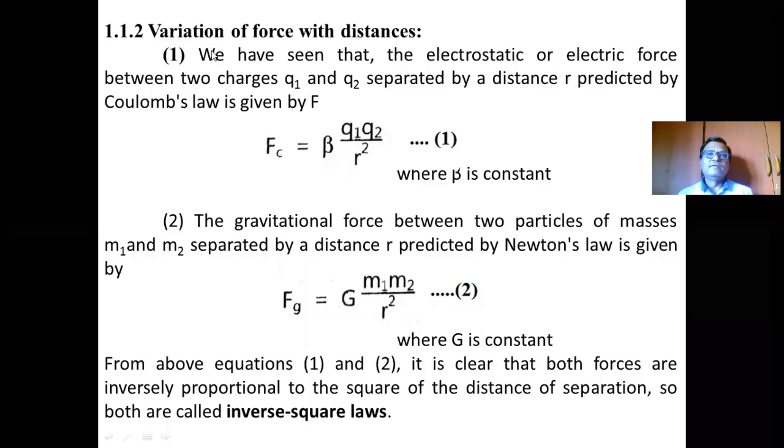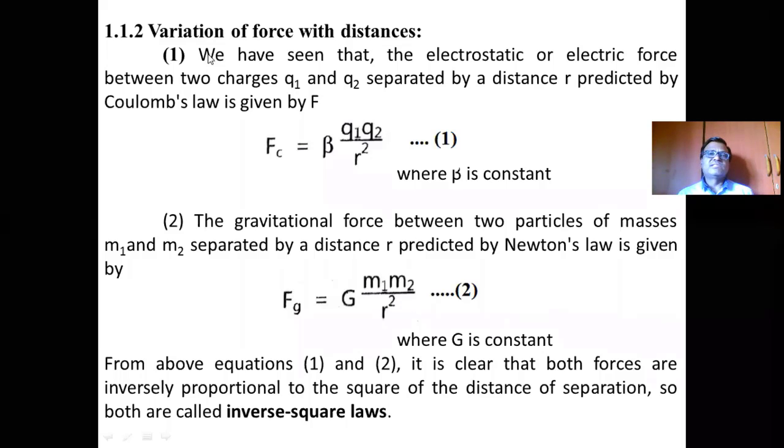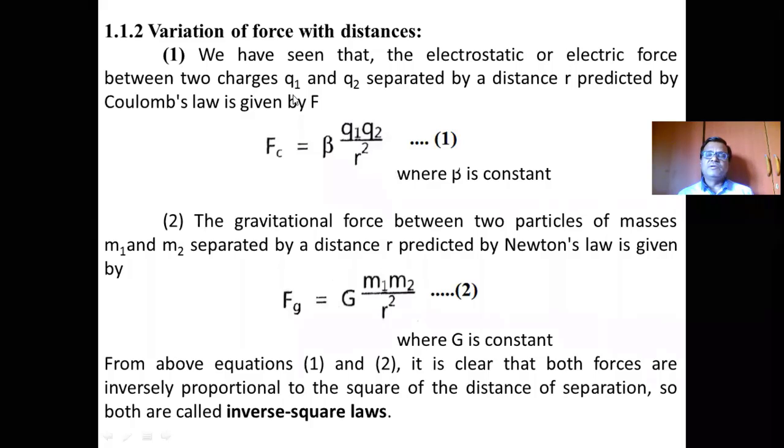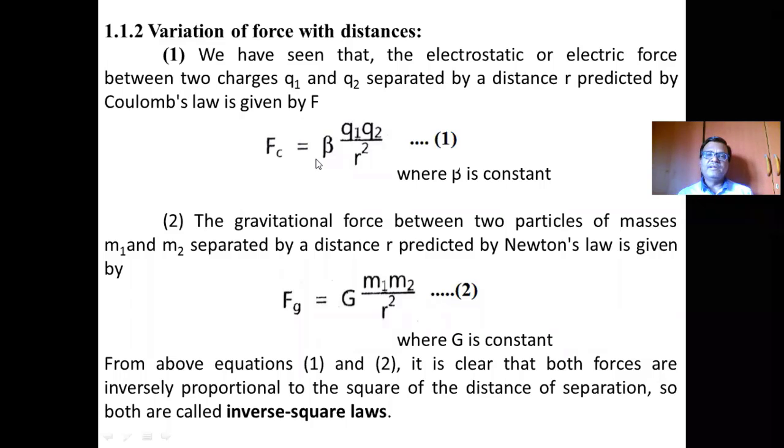We have to consider variation of force with distance. We know there are two forces. One is the electrostatic force by using Coulomb's law. The other is gravitational force. Now, in case of Coulomb's law, the force between any two charged particles is Fc equal to beta into q1 q2 upon r square, where beta is constant here.